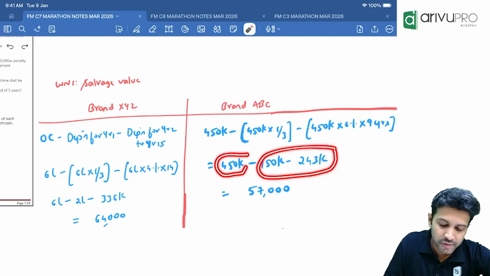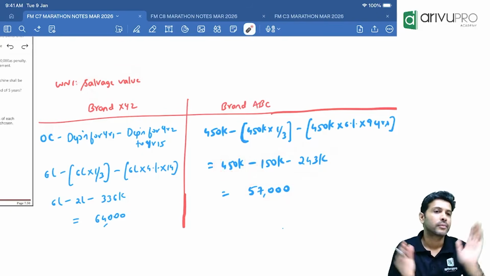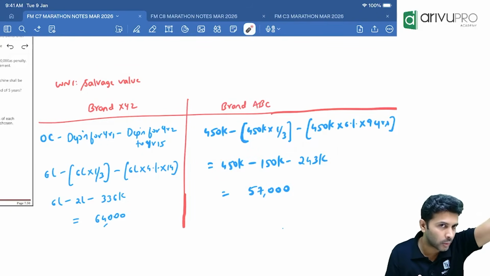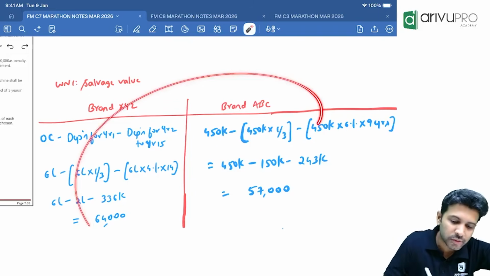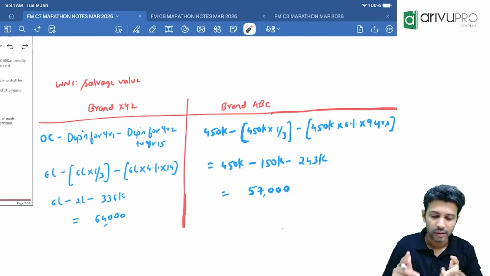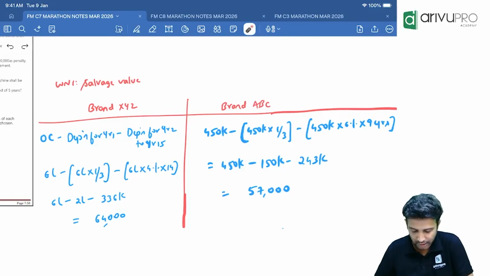From original cost, if you reduce total depreciation, what are you going to get? Salvage value. Understood? The whole crux of this problem, one main crux of this EAC, any which way we know, the main crux of this problem was only salvage value. I've just written it here. If you have any doubt, ask, or if you're comfortable with the number, I'll move forward to the next.